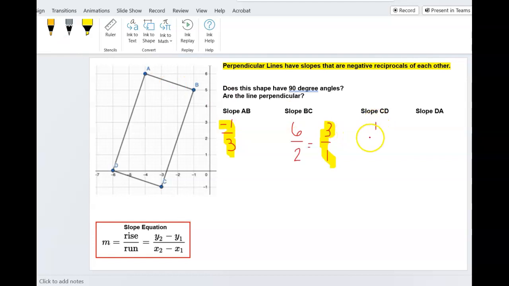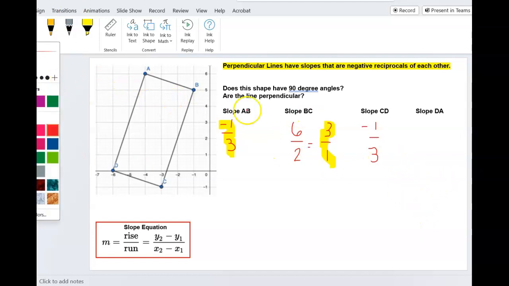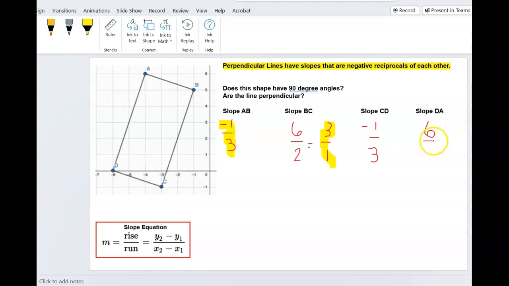So again, 1/3, and that is negative. And the last one, DA, I have 1, 2, 3, 4, 5, 6/2. And that one, I lost my pointer for a moment there. There we go. So 6/2, which is positive, and simplifies again to 3/1.